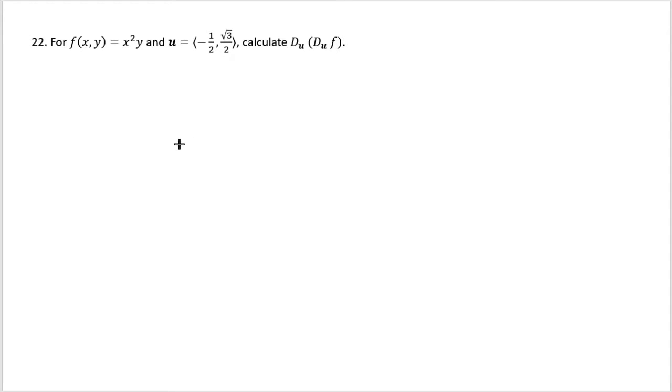Here we have a two-variable function and a unit vector. You should check that this is indeed a unit vector. If you square the first and square the second and add them up, you'll get 1. So it's indeed a unit vector.